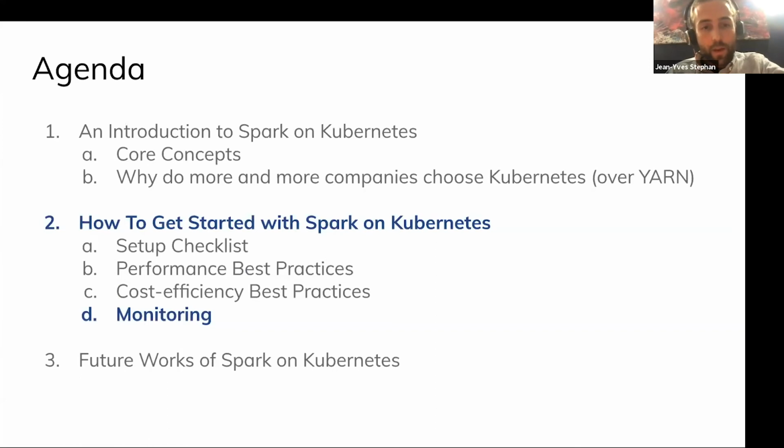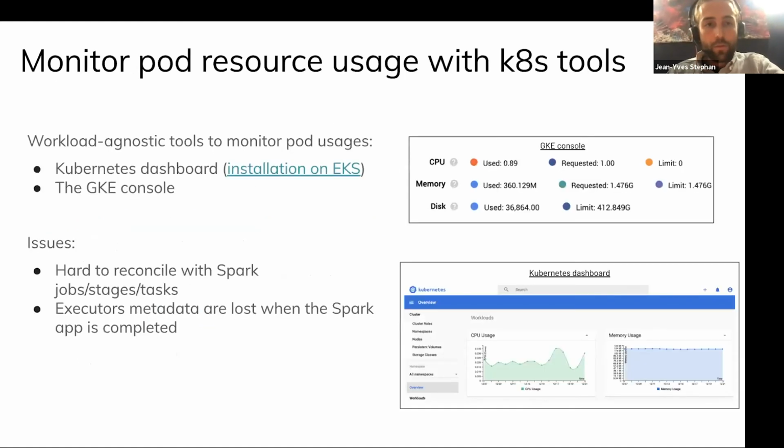Right. So now monitoring, this is important. There are a few different monitoring options available to you when you run on Kubernetes. One of them is the Kubernetes dashboard. I've put a link with the instructions to install it on EKS. I'll send the slides afterwards, by the way. It gives you a general purpose monitoring dashboard where you can track metrics for all your pods.